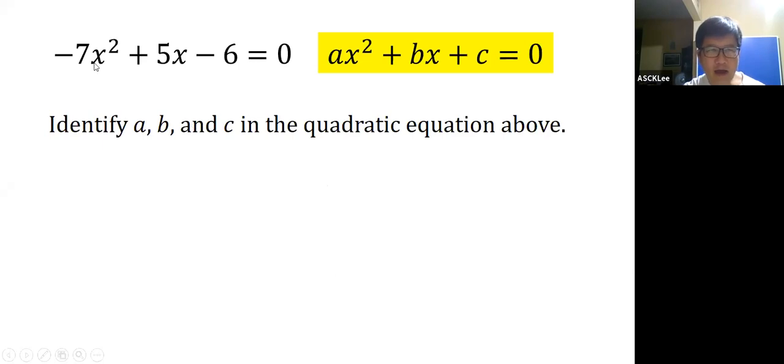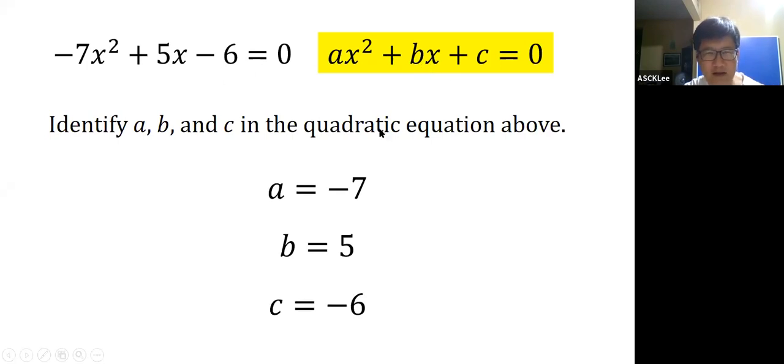A, obviously, if you compare this with this one here, A is obviously minus 7. B is obviously plus 5. And C is minus 6. You can see how easy it is. You don't have to get a calculator, you don't have to get anything. From just visually looking at it, you know what's A, what's B, what's C.